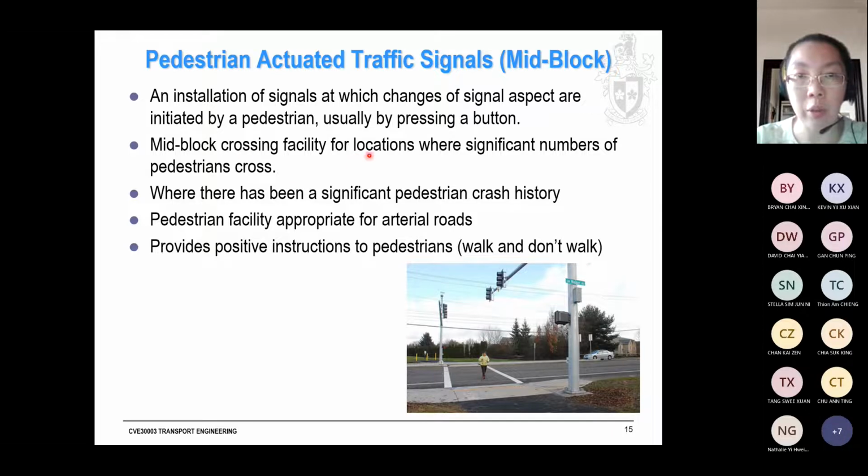This is installed at locations where significant numbers of pedestrians cross and where the pedestrian crash history is significant, and it is appropriate for arterial roads. It provides positive instruction to pedestrians whether to walk or not walk. So if the requirements for a zebra crossing cannot be fulfilled, then we need to provide pedestrian actuated traffic signals.